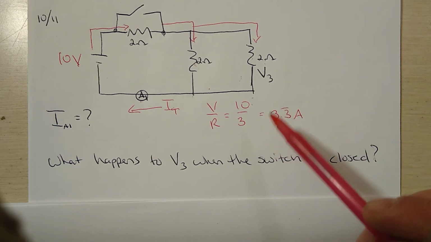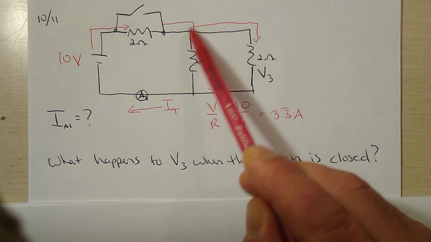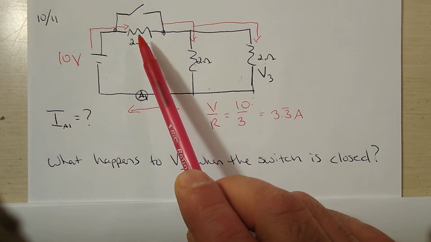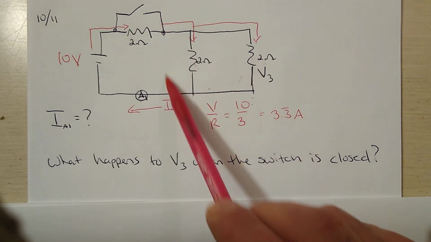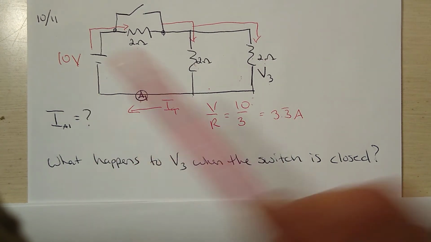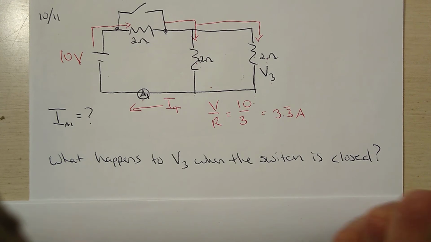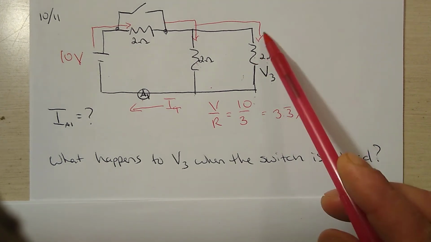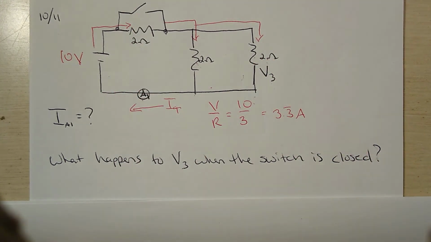Another way to think about it is that this was sharing some of the voltage with this resistor before, but now this entire parallel part has the full 10 volts across it. So there's a second way of seeing how the voltage in this branch goes up when that switch is closed.